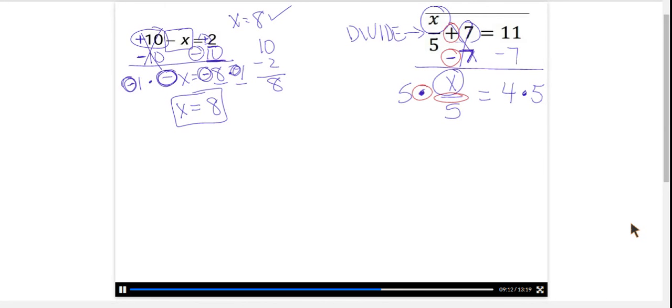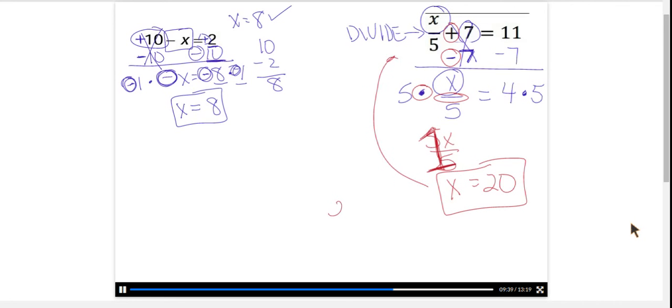So 5 times x divided by 5, that's like saying I have 5x divided by 5. And we already know that this now can give me that coefficient of 1 with just x. And 4 times 5 is 20. And let's think about that. 20 divided by 5, that does give me 4. So that's my answer. So x is equal to 20. I can even go back in and check up in my original equation. 20 divided by 5 plus 7. Well, 20 divided by 5 is 4 plus 7 equals 11. Yep, I got it.